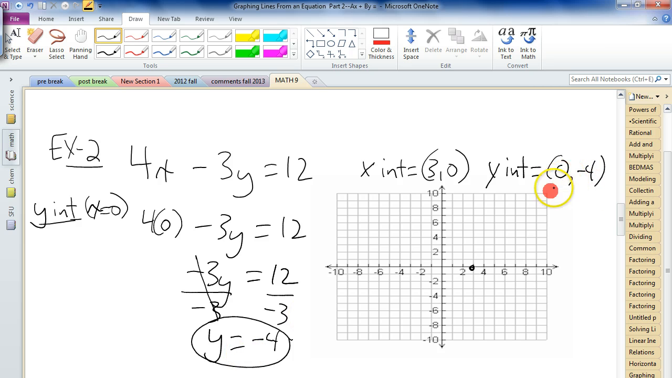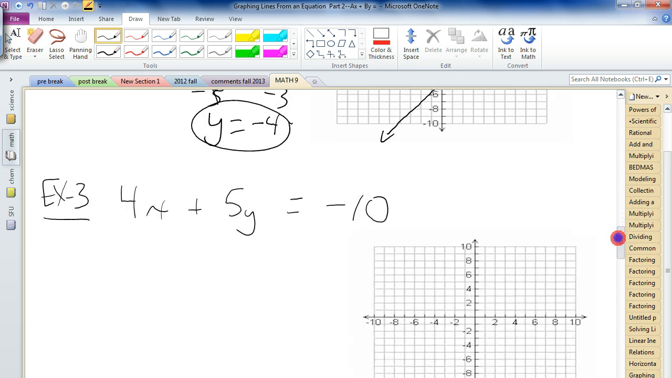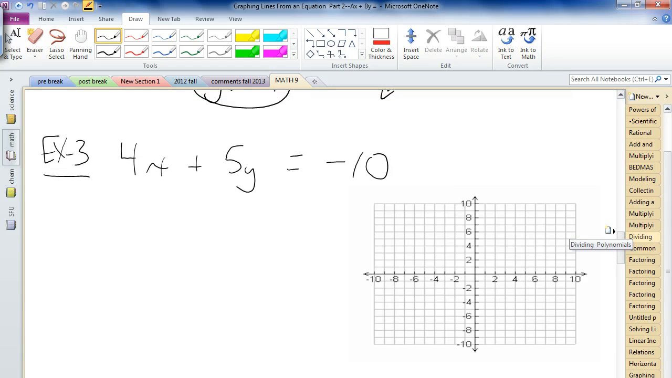And then we plot that, 0, negative 4. There's our second dot. Connect them, there's our long line. Done. Okay, moving along. Let's go to this one here. It's easy. What you're doing is you're blowing up the x's to figure out what y is equal to, and then you blow up the y's to figure out what x is equal to.